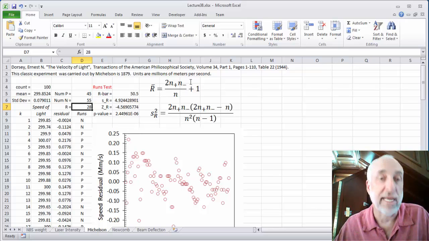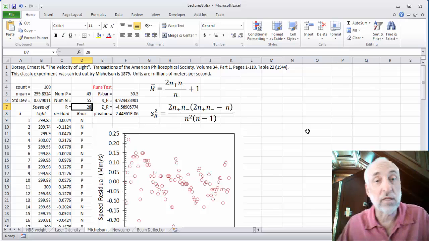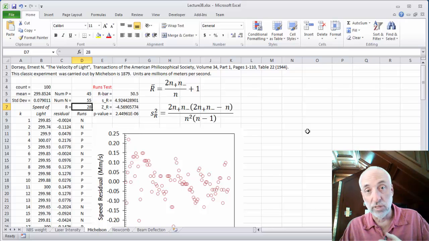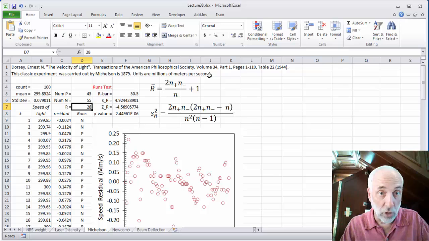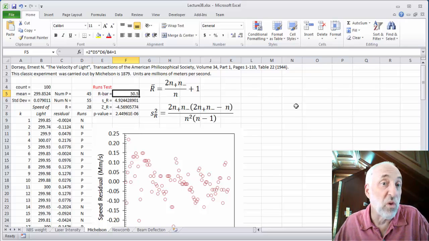Now we can do the test. Here are our formulas for R bar and S_R squared, the mean value of R and the variance of R, the expected things we'd get if we really had a binomial distribution. So I calculate R bar using that formula, and it turns out to be 50.5.